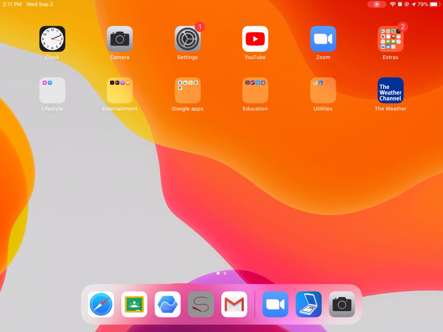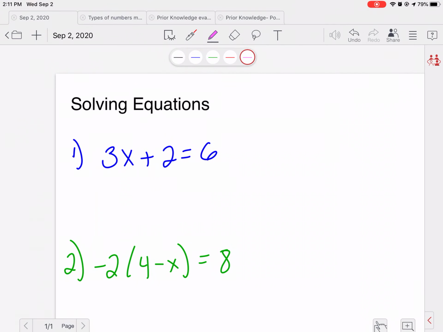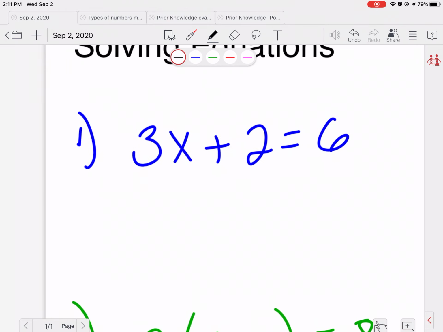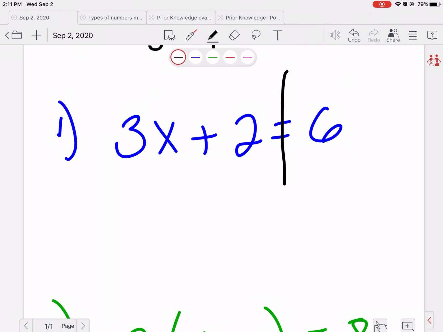We are going to work on solving equations today. This is just kind of a review from Math 7, so hopefully this looks familiar when we do it. So remember, when we're solving equations, our equal sign is our balance beam, right? So what we do to one side of the equal sign, we have to do to the other.